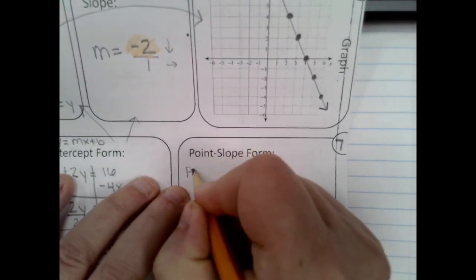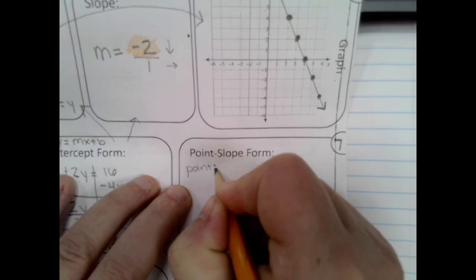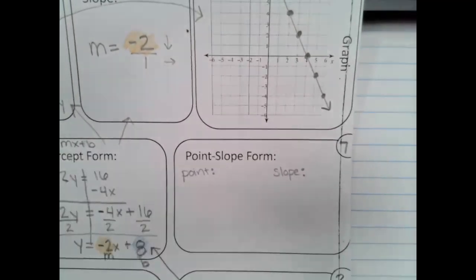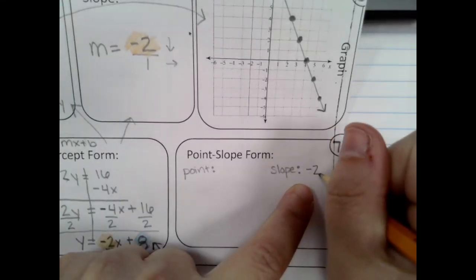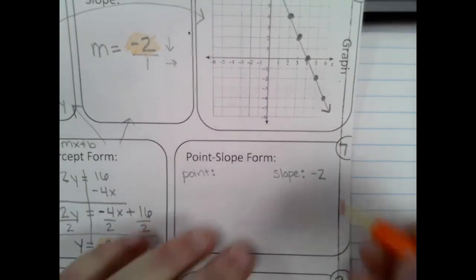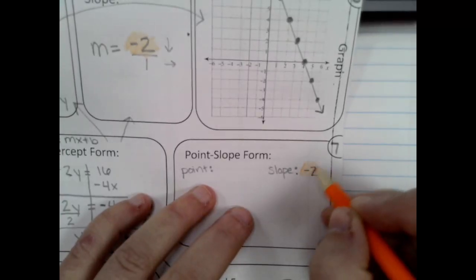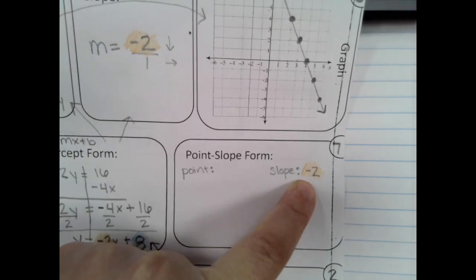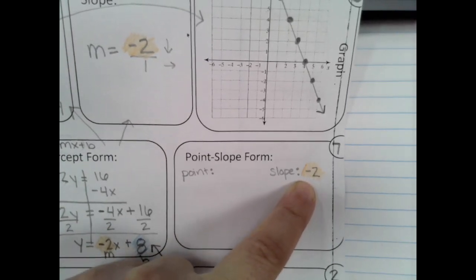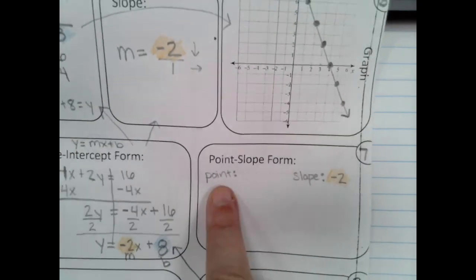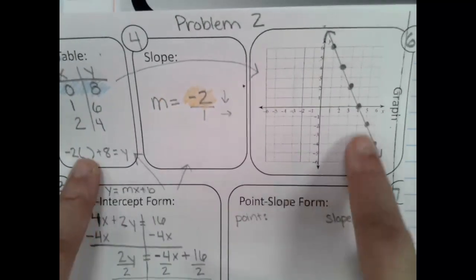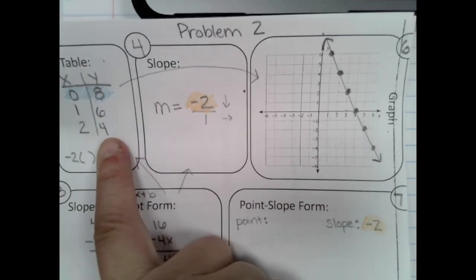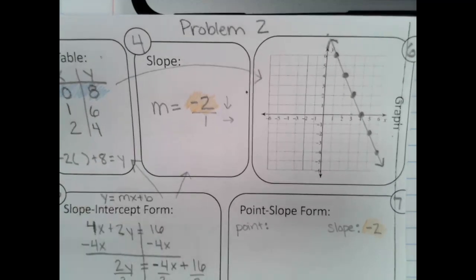All right, here I need a point. And I need a slope. What is our slope? -2. We knew that one already. For our point, what? Just -2. We don't have to do the over one. Is that what you're asking? Yeah, just -2. All right, for the point, we can go back to our table or to our graph and grab any point that we want. I'm just going to go to my table since we have points listed there. Do you want to use (1, 6) or (2, 4)? (2, 4). Okay, (2, 4).